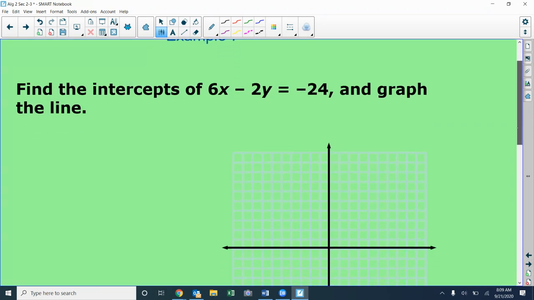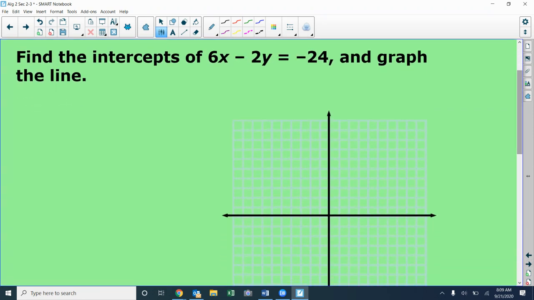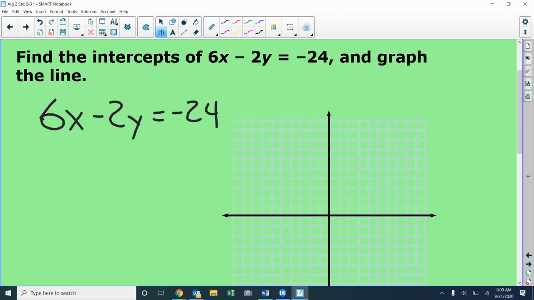Could you try one more? Just find those intercepts for me. The equation is 6x minus 2y equals -24. So plug in 0 for x.